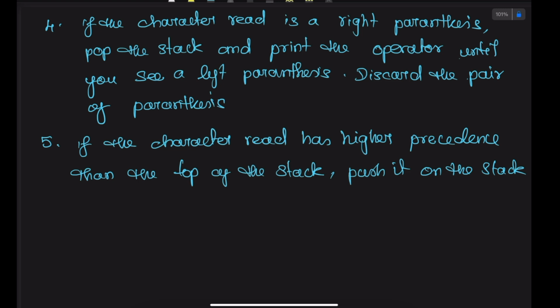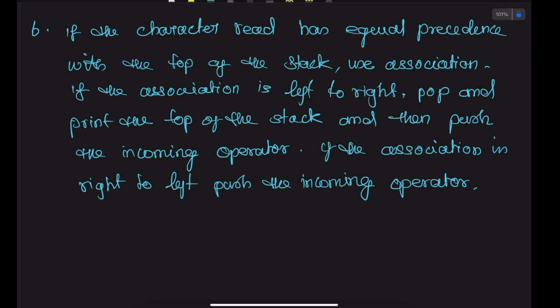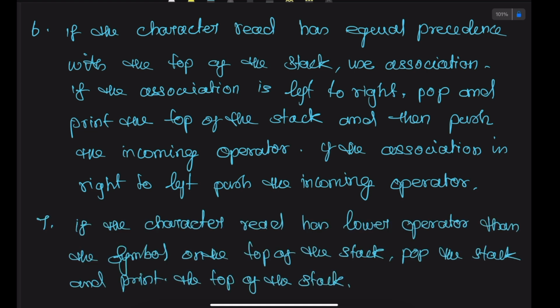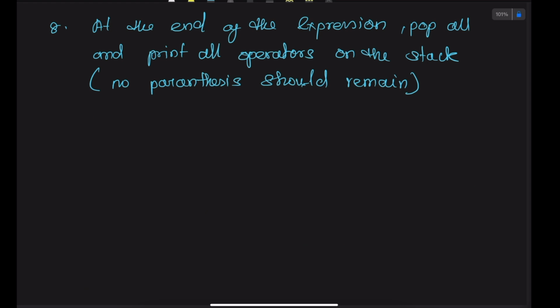Fifth point, if the character read has higher precedence than the top of the stack, push it on the stack. Sixth point, if the character read has equal precedence with the top of the stack, use the associativity. If the associativity is left to right, pop and print the top of the stack and then push the incoming operator. If the associativity is right to left, push the incoming operator. Seventh point, if the character read has a lower level operator than the symbol on the top of the stack, pop the stack and print the top of the stack. Eighth point, at the end of the expression, pop and print all the operators on the stack. No parentheses should remain on the stack.